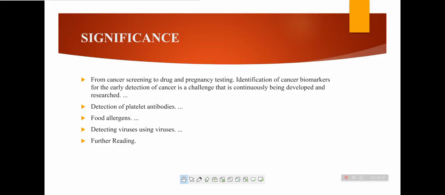Now talking about the clinical significance. It can be used for cancer screening to drug testing. It is also used for detection of HCG hormone present in pregnancy. It is used for identification of cancer biomarkers for the early detection of cancer. It is used for the detection of platelet antibodies. It is used for food allergens. It is used for detecting viruses, and it is also used for Lyme disease, syphilis, etc.